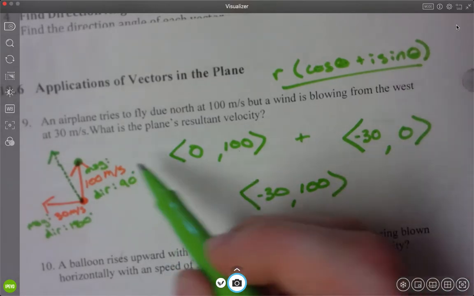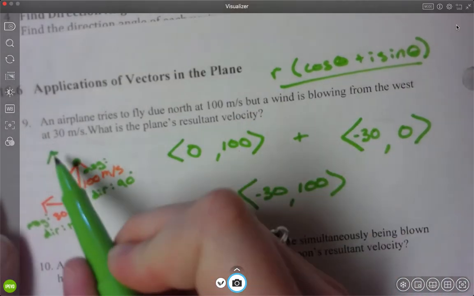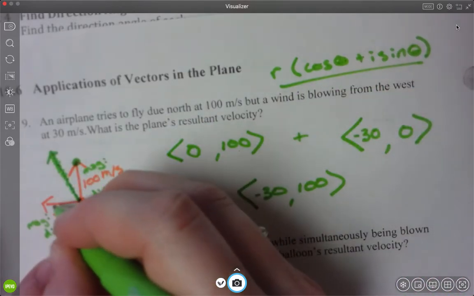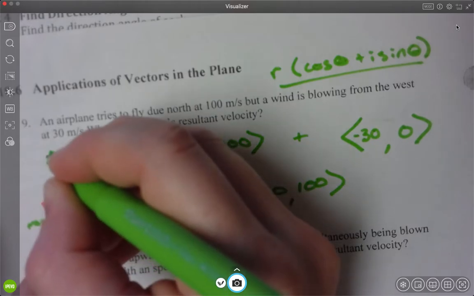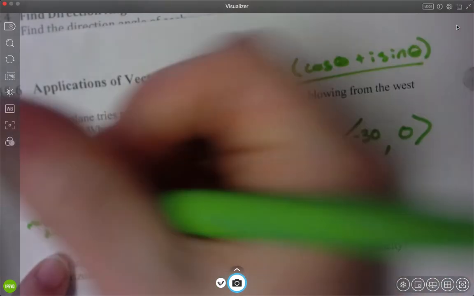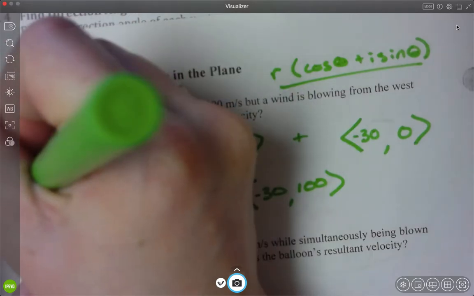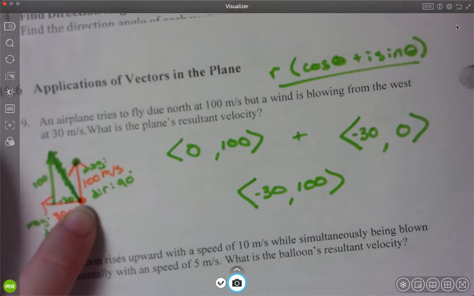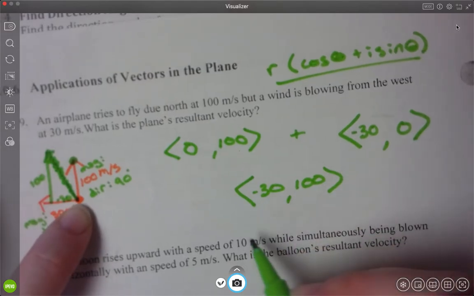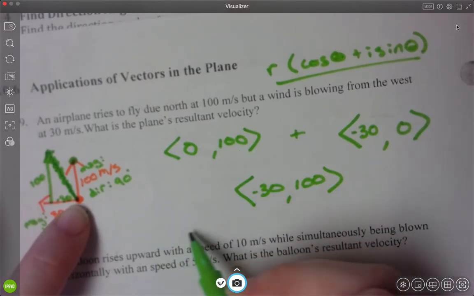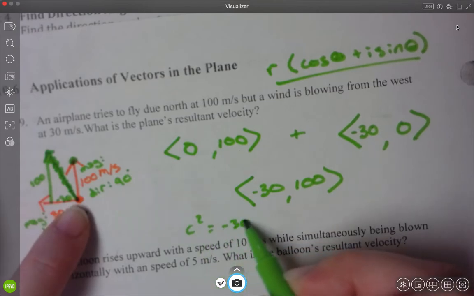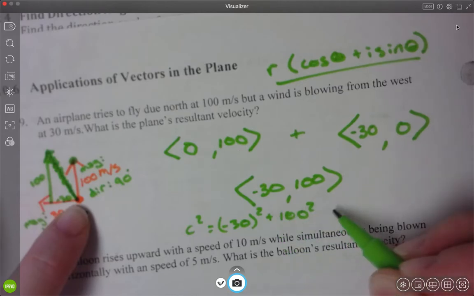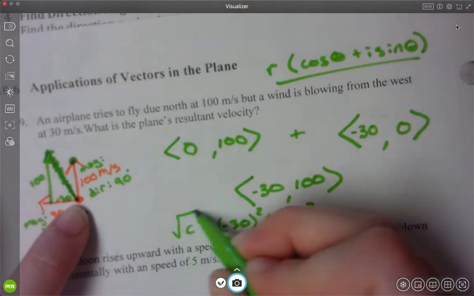And then they want to know what the plane's resultant velocity is. So they want to know what the length of this vector is, where he's going to end up. He's going to end up going 30 units to the left and 100 units up. So negative 30, 100, they want to know how long this vector is. So I can just do the Pythagorean theorem with that: c squared equals negative 30 squared plus 100 squared. And to get just c, I would take the square root of that.